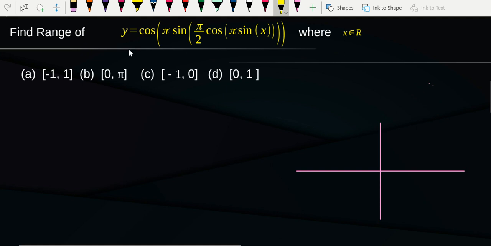Hello friends, let's shoot this question. We want to find the range of this trigonometric function. So how do we tackle it when we want to find the range of a trigonometric function? This is a cosine function.